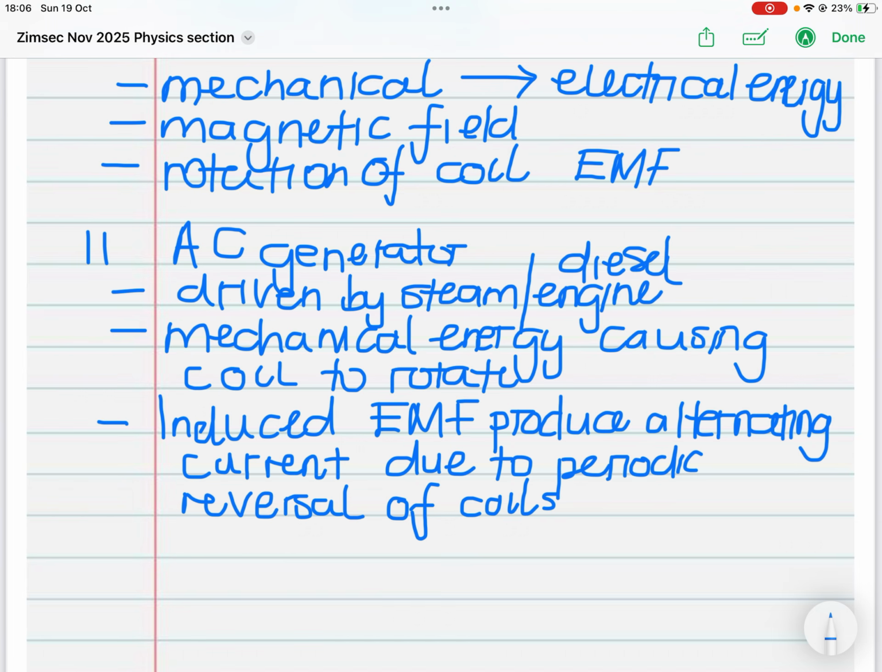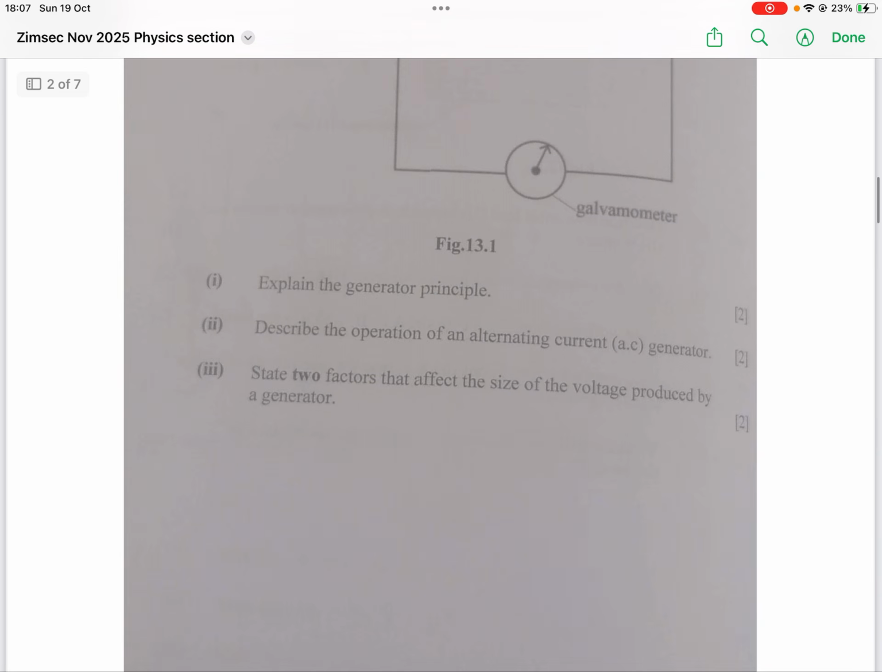So let me summarize again. The AC generator is driven by a steam turbine or diesel engine, which provides the mechanical energy. Mechanical energy causes a coil to rotate within a magnetic field. As the coil rotates, the magnetic flux through it changes the inducing electromotive force. So the induced electromotive force produces an alternating current due to periodic reversal of coils which are positioned within the magnetic field, right?